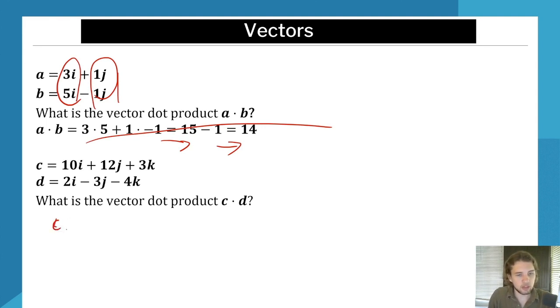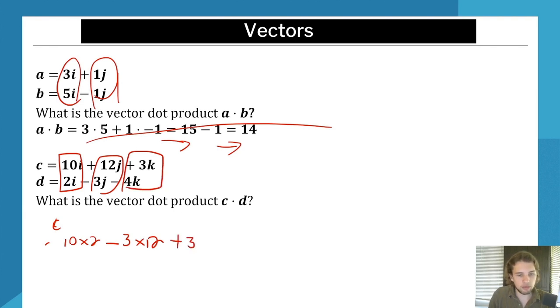So let's find the dot product of C and D, and it really saves time when you're having to work in 3D space. The dot product between C and D equals 10 times 2, that's this group here, minus 3 times 12, plus 3 times 4. 20 minus 36 plus 12.